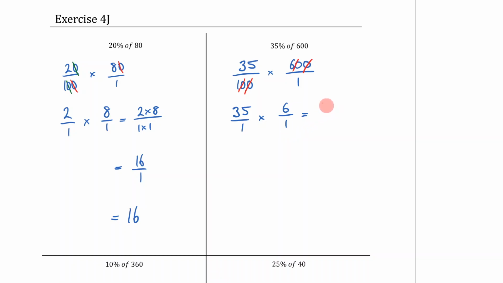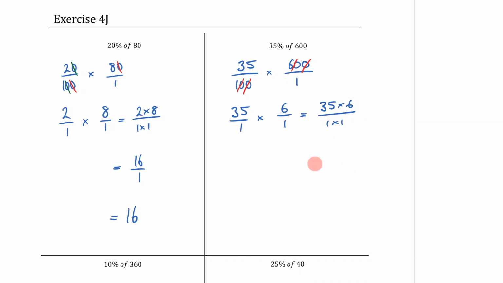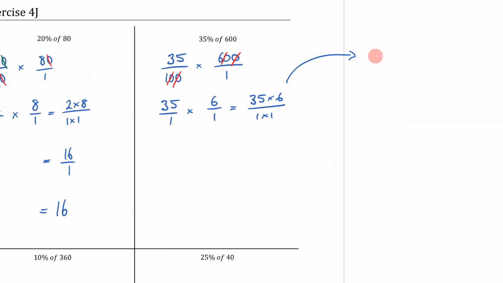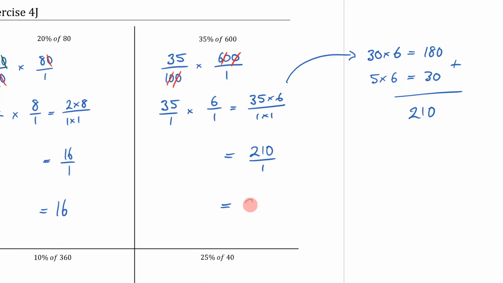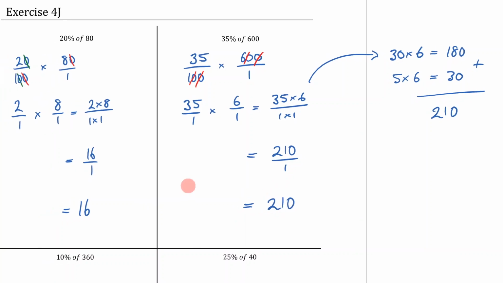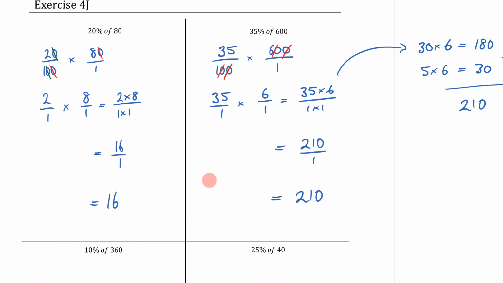Now, you're probably thinking to yourself, oh my goodness, I have to do 35 times 6 over 1 times 1. What is 35 times 6? The way that I like to think about 35 times 6 is, what is 30 times 6? Well, what's 3 times 6? It's just 18. So 30 times 6 is just 180. And then I have 5 times 6, which is 30. Now I just add those together and I get 210. So that means I'm going to get 210 over 1, which is 210. And that's my final answer there. So 35% of 600 is 210.